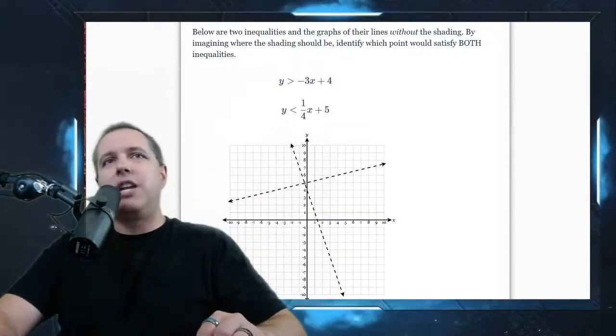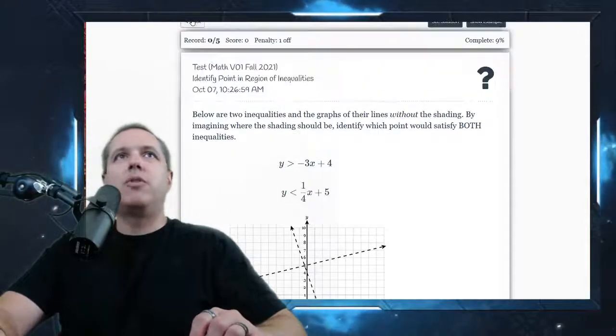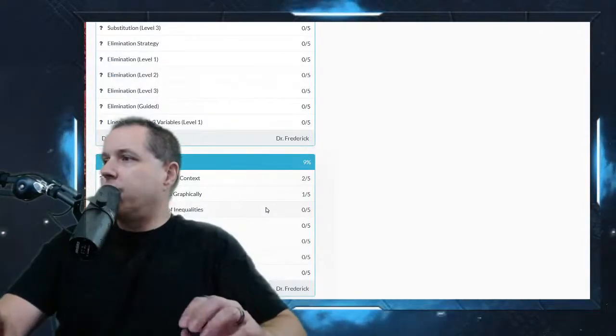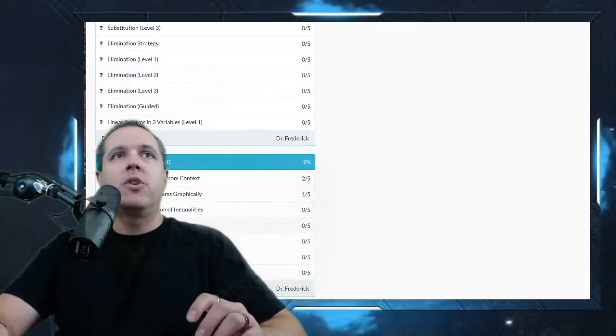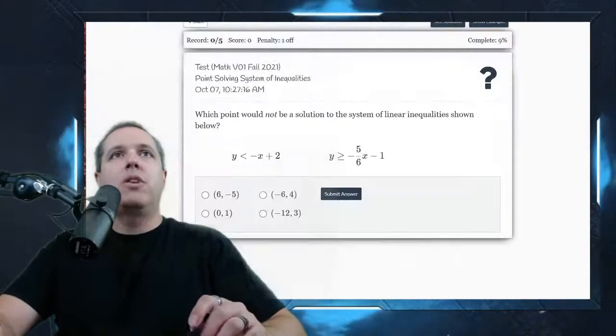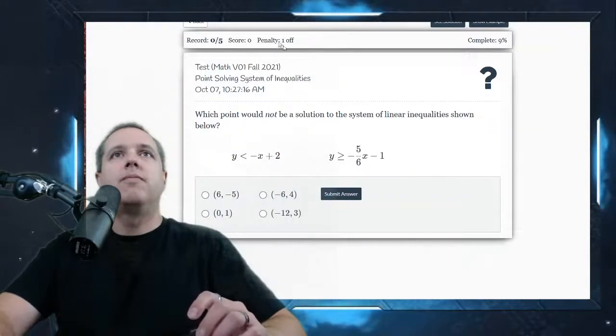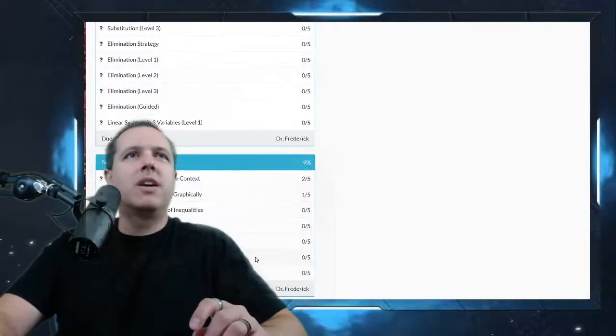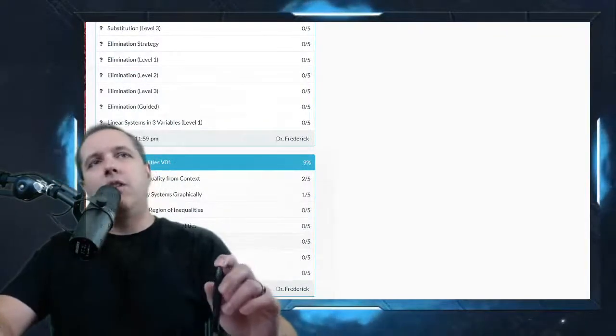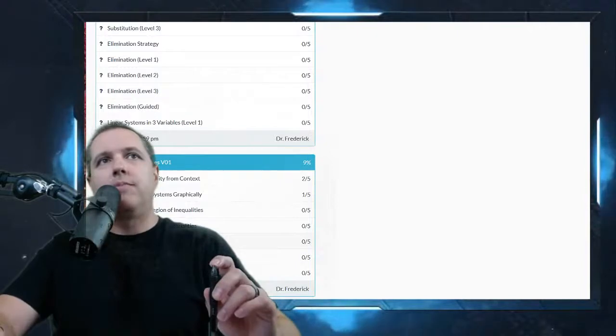Yeah, so here's just the shading part. So basically, you're going to figure out the right point. If you understood what I've said so far, you'll understand that one. Okay, point solving system of inequalities. Oh, same idea. Where's the thing I'm looking for? Oh, system of inequalities word problems.